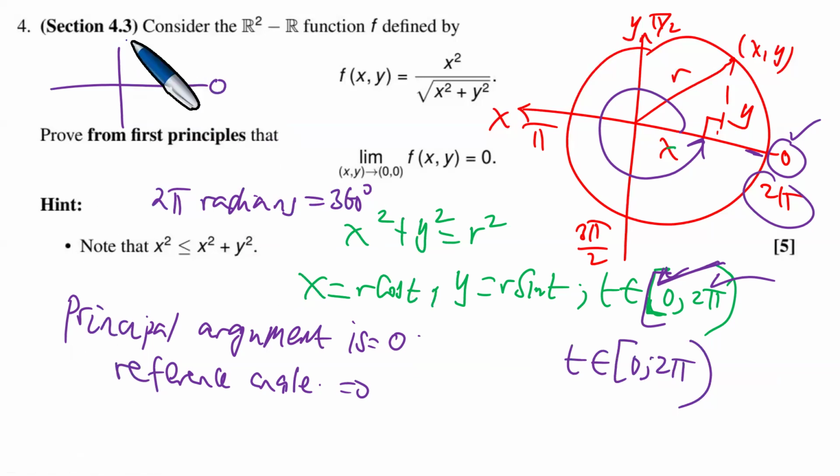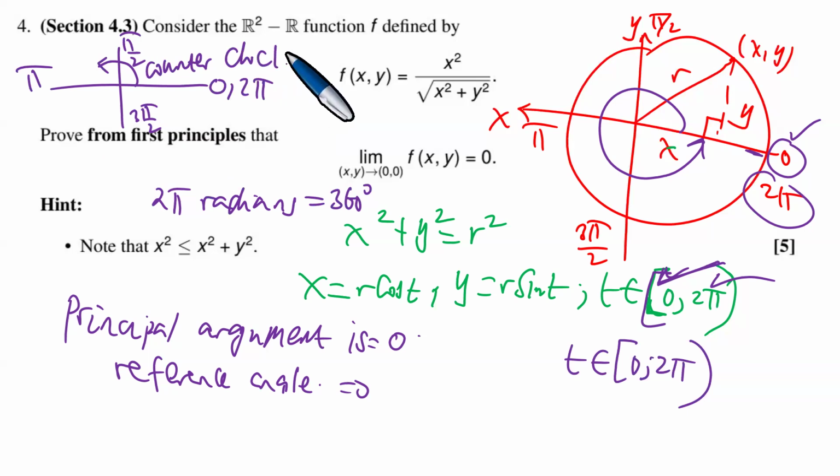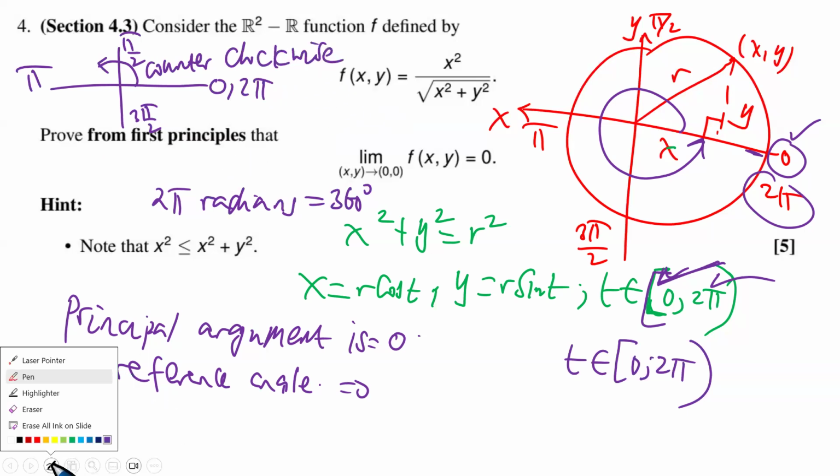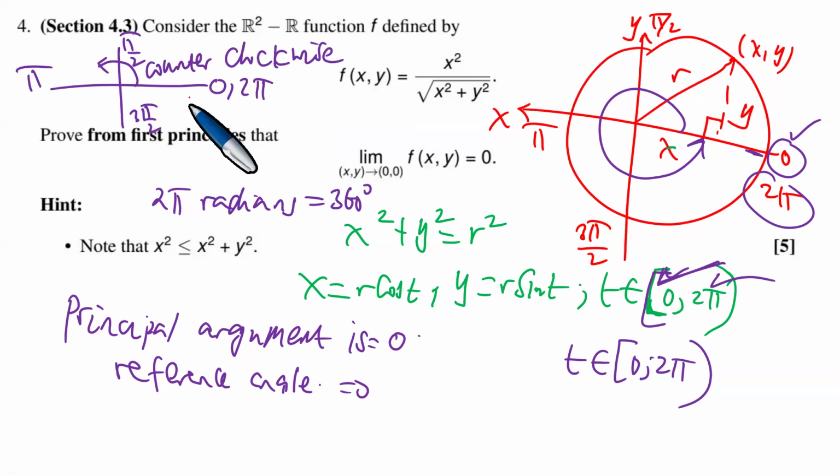Now this is your radians: this is pi over 2, this one is pi, this one is 3 pi over 2, and this one is 2 pi. This is when we are going like this, against the clock, and this kind of motion is counterclockwise, also called anti-clockwise.